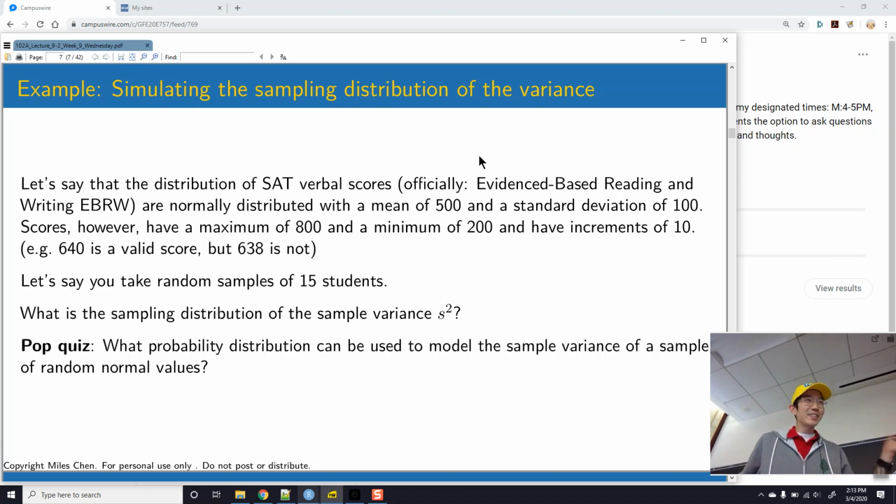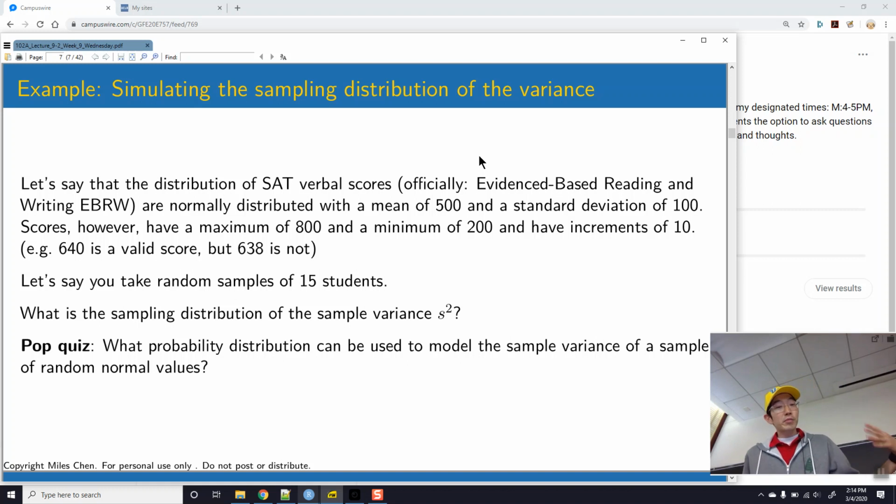But anyway, so there's SAT math and verbal. Each of these is supposed to be normally distributed with a mean of 500 and standard deviation of 100. If you look at the actual distribution of scores, it's a little bit off because the typical SAT test taker is not reflective of the general population. But as far as the general population, it's supposed to be normal with a mean of 500, standard deviation of 100, except the maximum is 800, the minimum is 200, and it goes up in increments of 10.